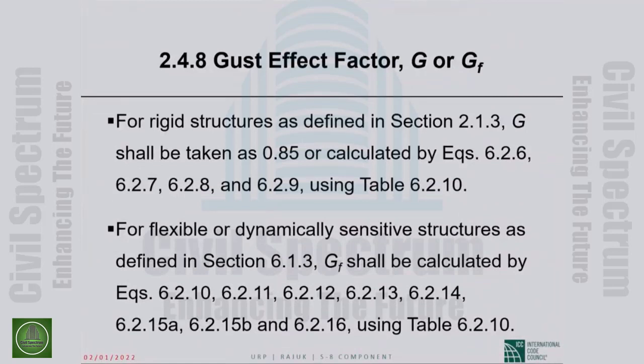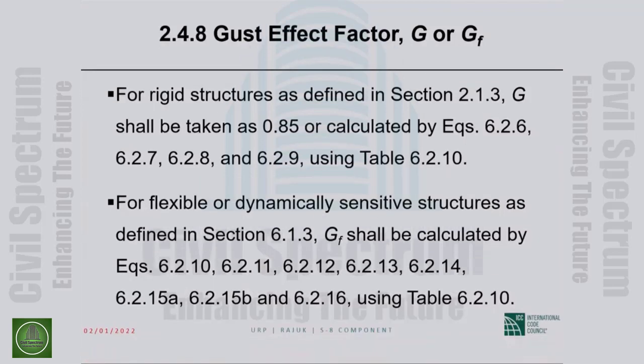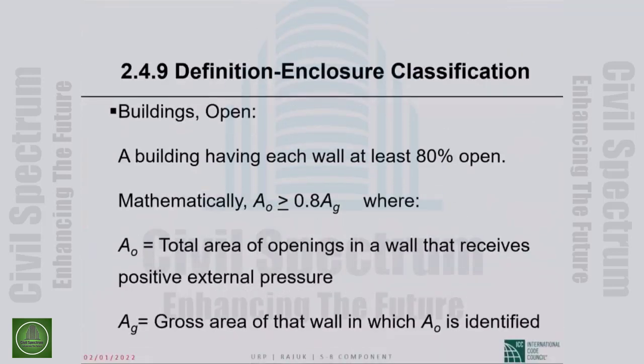G, the gust effect factor, as mentioned repeatedly, for rigid structures G is 0.85. For flexible structures, you have to calculate G. I mentioned 13 equations and how much of a pain it is to calculate G for flexible buildings, but there is really no alternative. Nowhere does ASCE 7 tell you that for flexible buildings, to be conservative, you can take a G factor of 1.5 or anything like that. You have to calculate, unfortunately, if you have a flexible building with fundamental period exceeding 1 second.